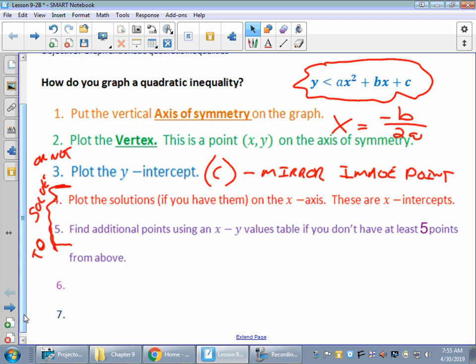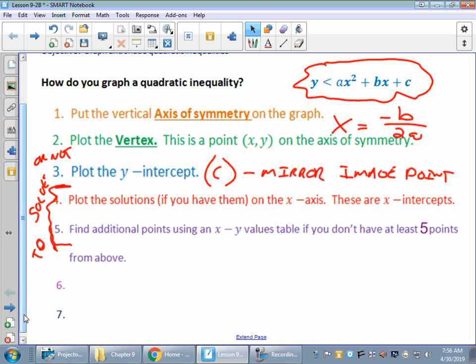Solving meaning that you can factor it. If you can't factor it, or if it's harder to factor, then you might need an XY table. If you can factor it, then boom, you've got your x-intercepts, you've got some points. Remember, we want at least 5 points. So if you don't have 5 points, then make an XY table and get yourself 5 points.